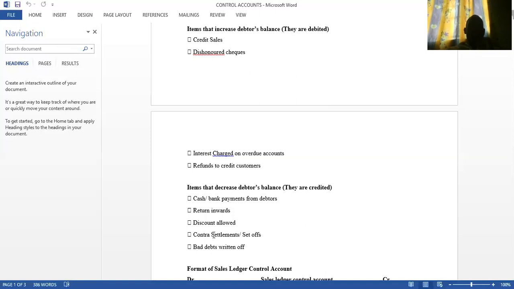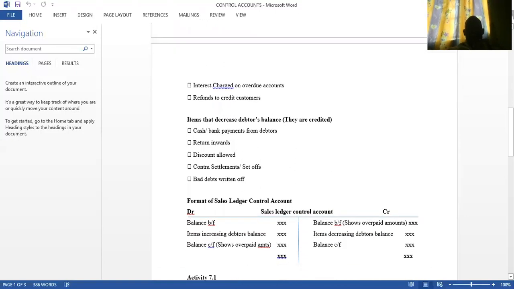Then you'll find a case whereby if A is supposed to pay B 500 and B is supposed to pay A 300, then you find that the difference, which is 200, is what the other person is going to pay, and then they settle off that particular debt. So a case whereby we have such kind of a scenario, then such transactions, we normally call them the contra settlement, whereby what I owe you and what you owe me, they cancel out, and then it reduces the balances that we're going to see.